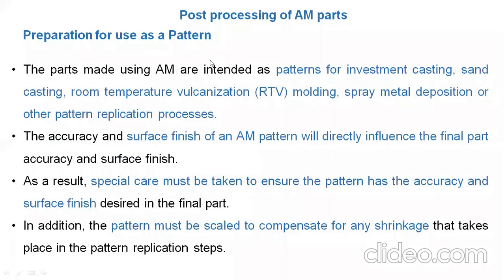Then the next step, preparation for use as a pattern. After manufacturing of AM parts, the component manufactured with the help of the AM process is also used as a pattern in various processes. What are those processes? You can identify from the first statement. The parts made using AM are intended as a pattern for investment casting. Meaning the part manufactured with the AM process is used as a pattern in investment casting, sand casting, room temperature vulcanization molding, spray metal deposition, or other pattern replication processes.